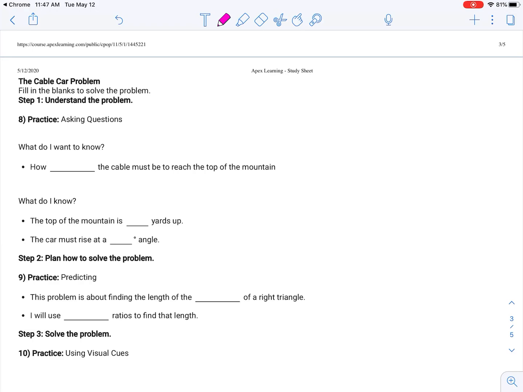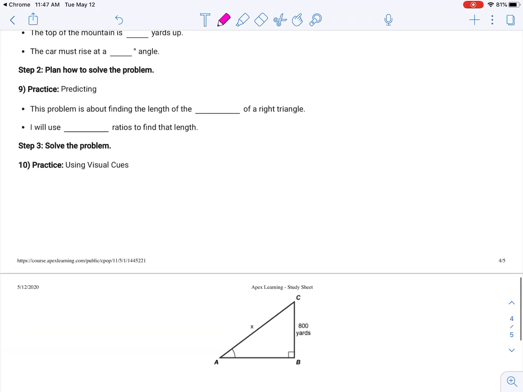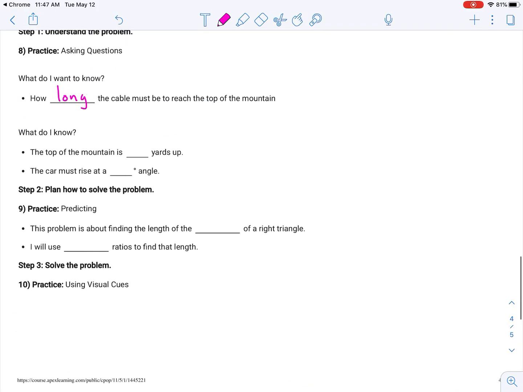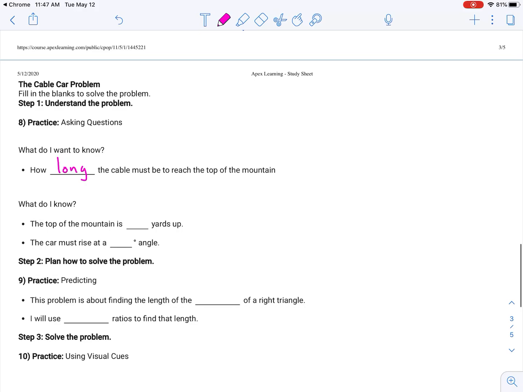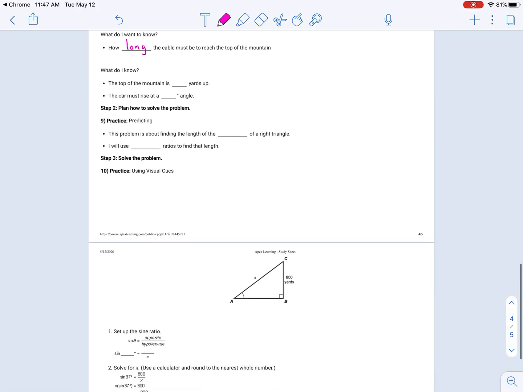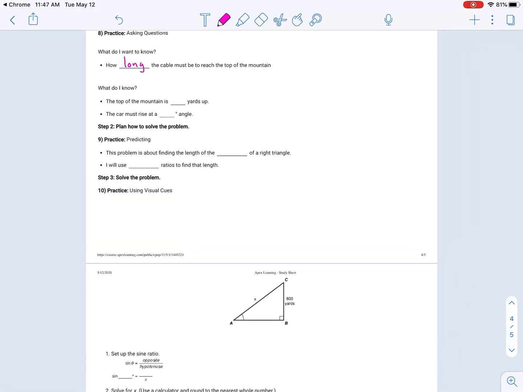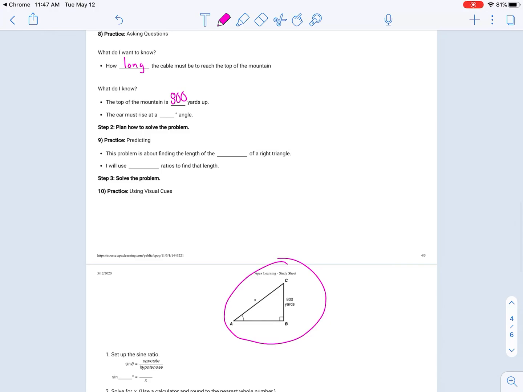Okay. All right, the car problem. What do you want to know? You want to know how long the cable must be to reach the top of the mountain. Okay, it must be this picture down here. So what do I know? I know the top of the mountain is 800 yards up. And the car must rise at what angle?